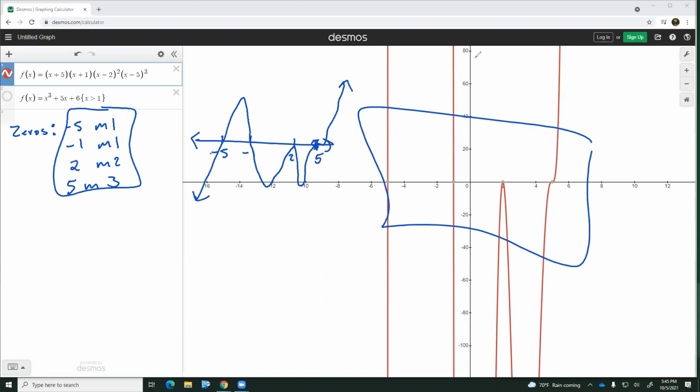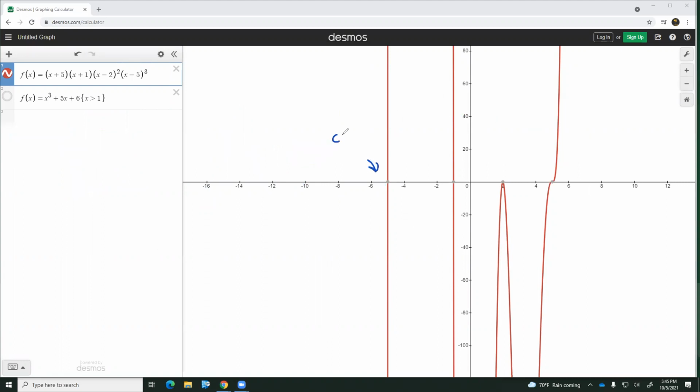Correct. Very, very good. If it crosses, then we have an odd multiplicity. If it touches, then you have an even multiplicity. Does that make sense? So if it crosses, that means it's odd. If it touches, that means it's even. And it will ask you that. You can see the difference. Once again, here at 2, we have a multiplicity of 2, so it's going to touch. Here at 5, we have a multiplicity of 3, so it'll cross. Questions?